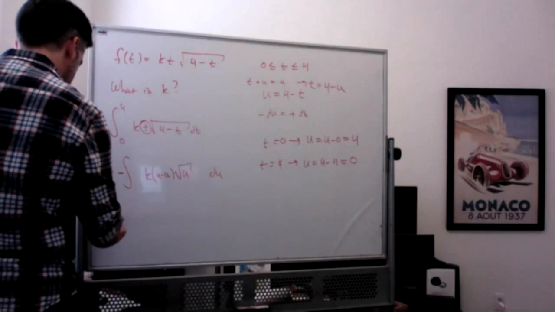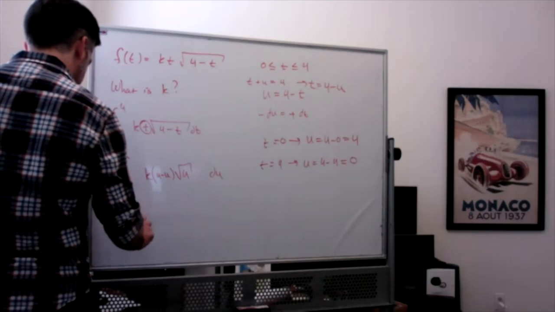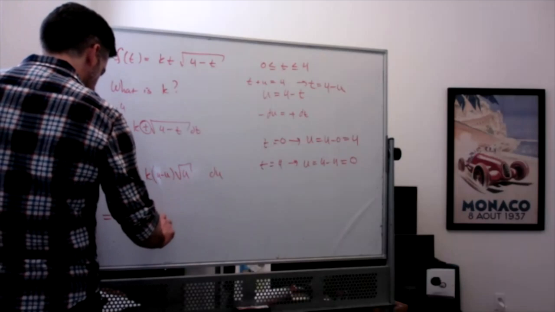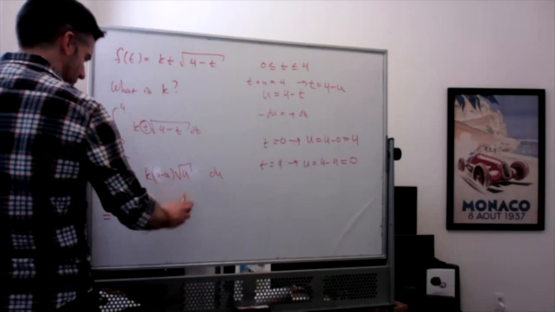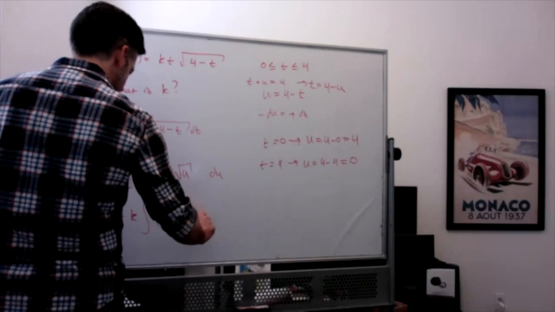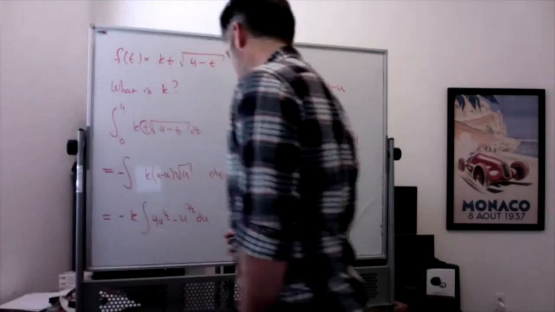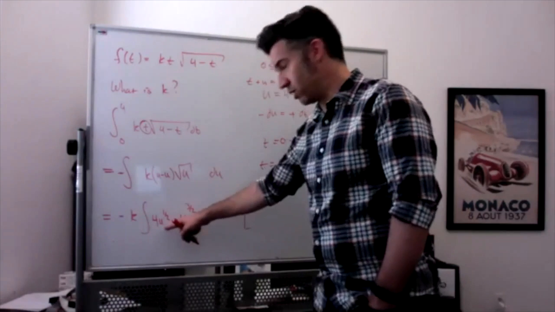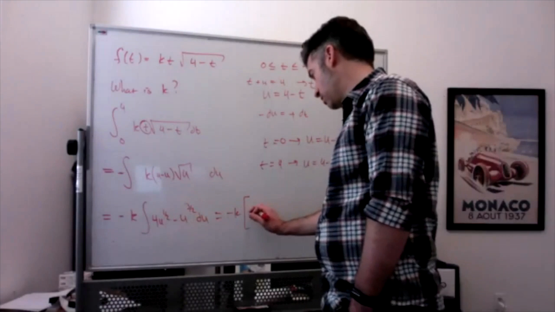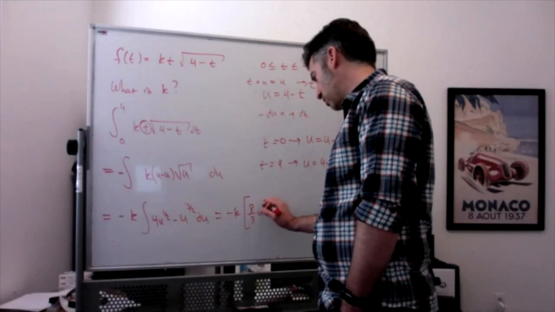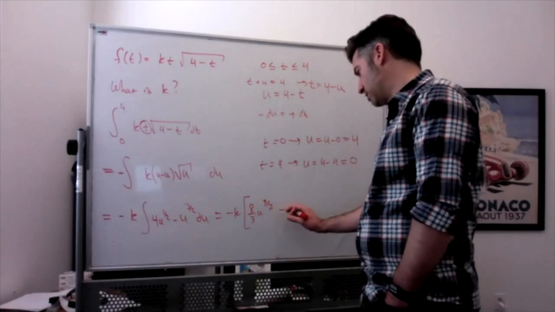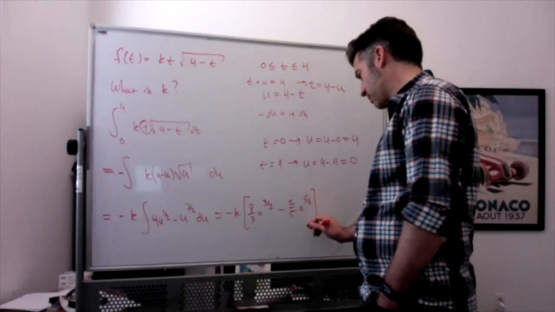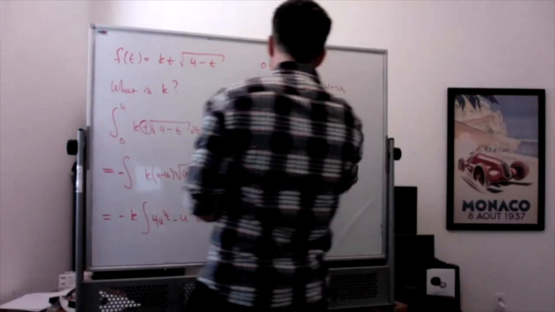So this is going to end up being negative k times the integral of 4 times the square root of u, which is 4u to the 1/2. u times the square root of u is u to the 3/2, du. Then we're going to integrate that. We're going to get negative k times 4u to the 3/2 times 2/3, so 8/3 u to the 3/2, and then minus 2/5 u to the 5/2. And then I'm going to plug back in that u is equal to 4 minus t.